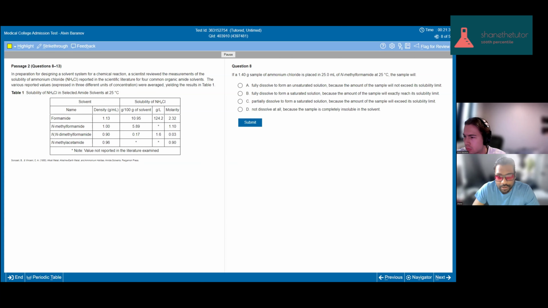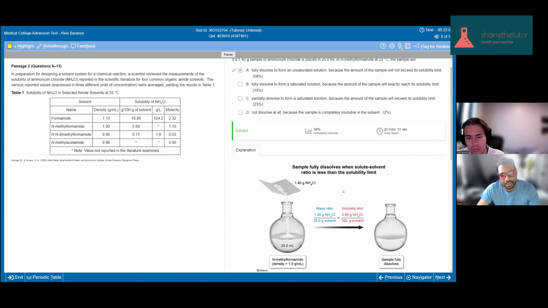So like if we didn't use any of the values here, we know intrinsically that if something is exceeding its solubility limit, it'll be super saturated, etc. But yeah, so we just essentially did the math here, and yeah, it should be A, right?